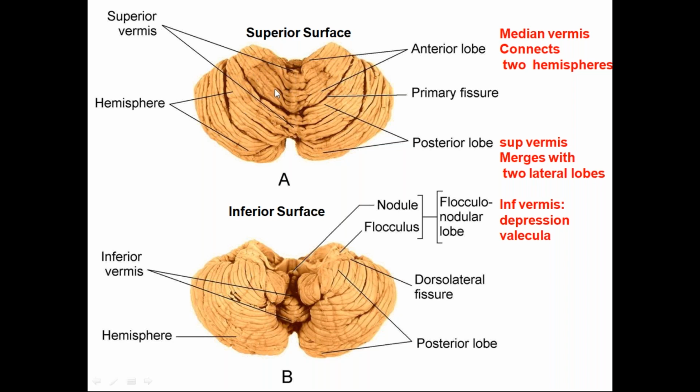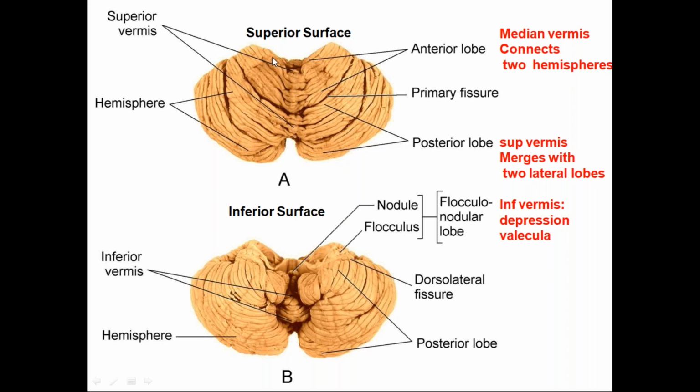It is a structure which has two surfaces, a superior surface and an inferior surface. If you look at the superior surface, what do you see in the center? You find that there's something like an earthworm. That's why it looks like a vermin. That's why the median part is called the vermis, like a worm. So it is called the vermis.